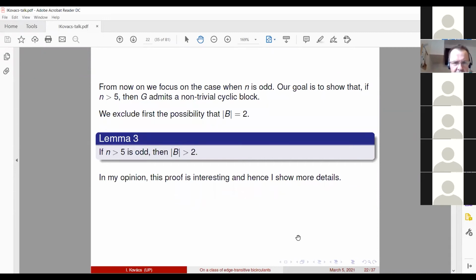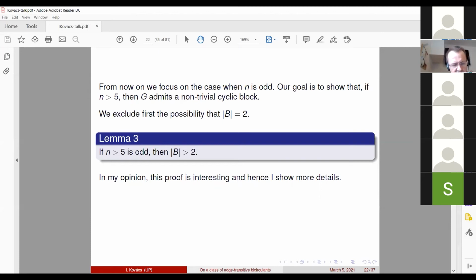I promised four lemmas, and in the last two lemmas, we now need the condition that n is odd. Our goal is to show that if n is larger than 5, then there are always non-trivial cyclic blocks. So remember, we have these graphs in this family C, and whenever we have a non-cyclic block in the odd case, it reduces to a smaller graph. So we always have this process, and this will be basically our strategy later.